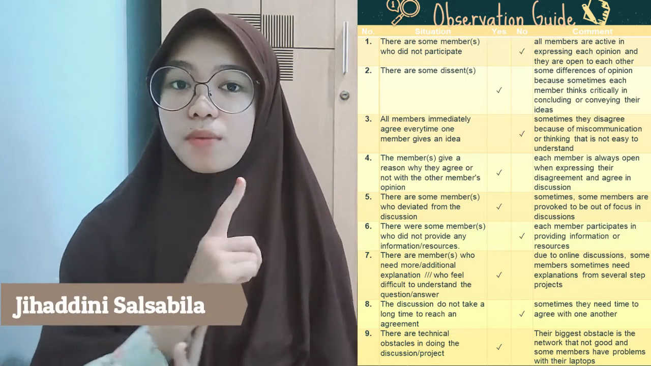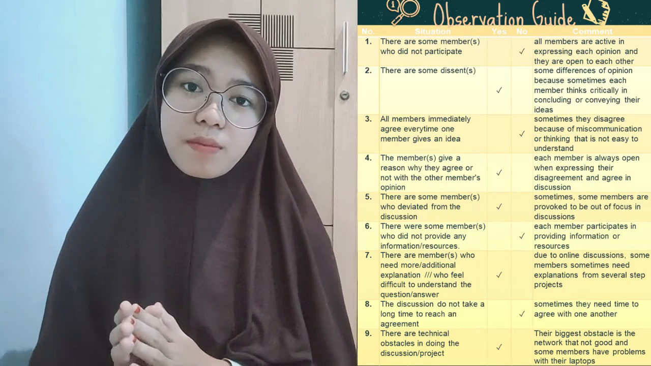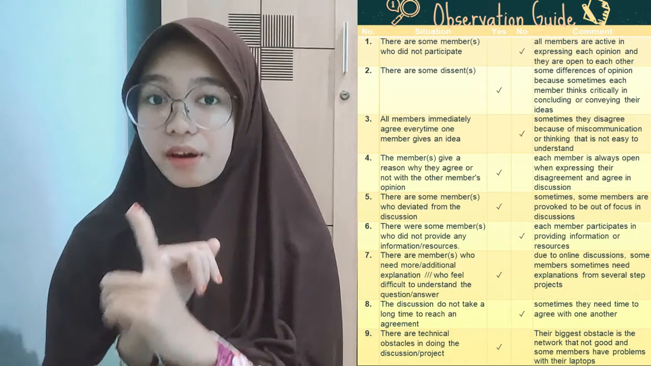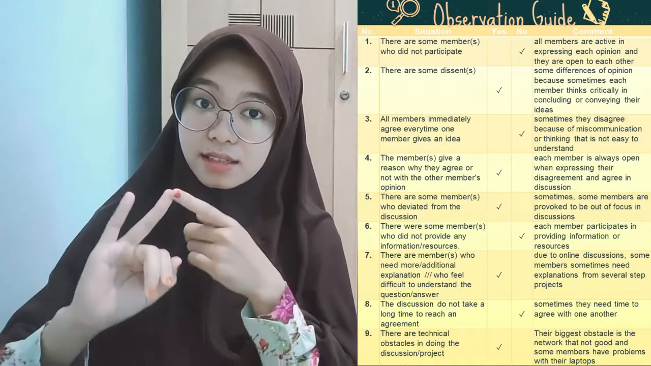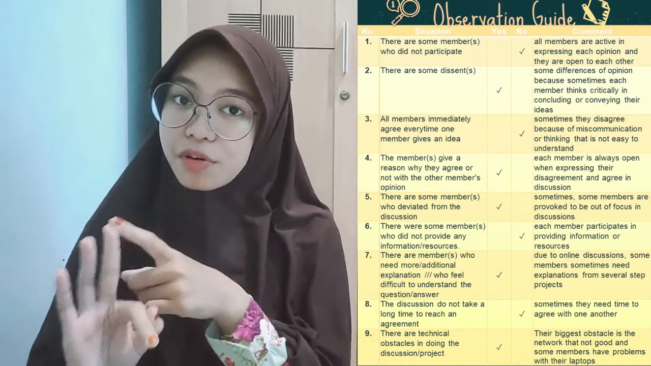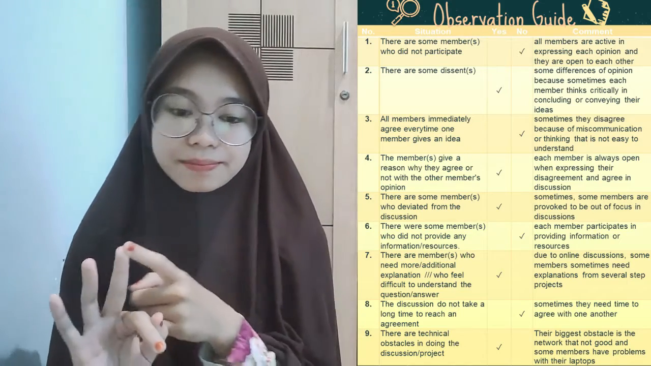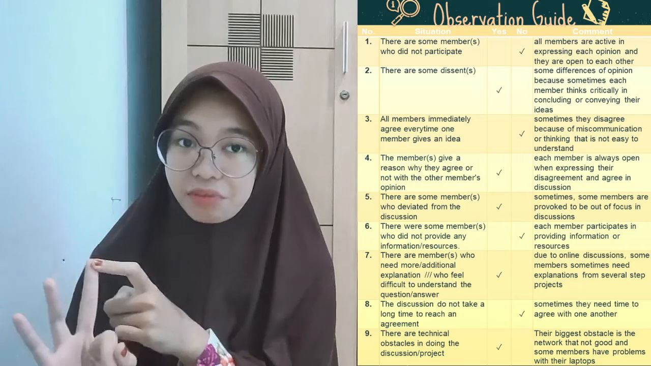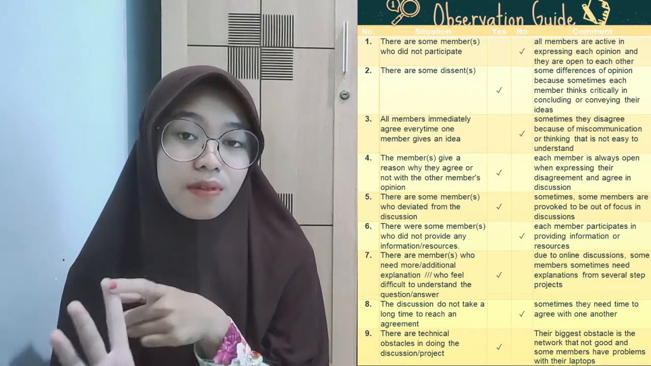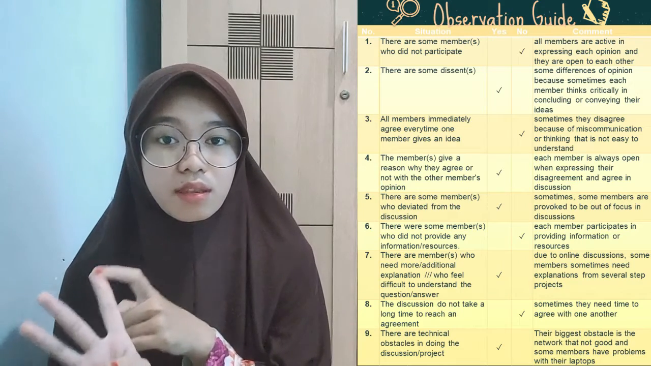Okay, so this is our observation guide, and some aspects or situations that we observe from the online discussions are: first, there are some members who did not participate in the discussion. Second, there are some dissents in the discussion itself. Third, all members immediately agree every time one member gives an idea or opinion. Fourth, the members give a reason why they agree or not with the other member's opinion.